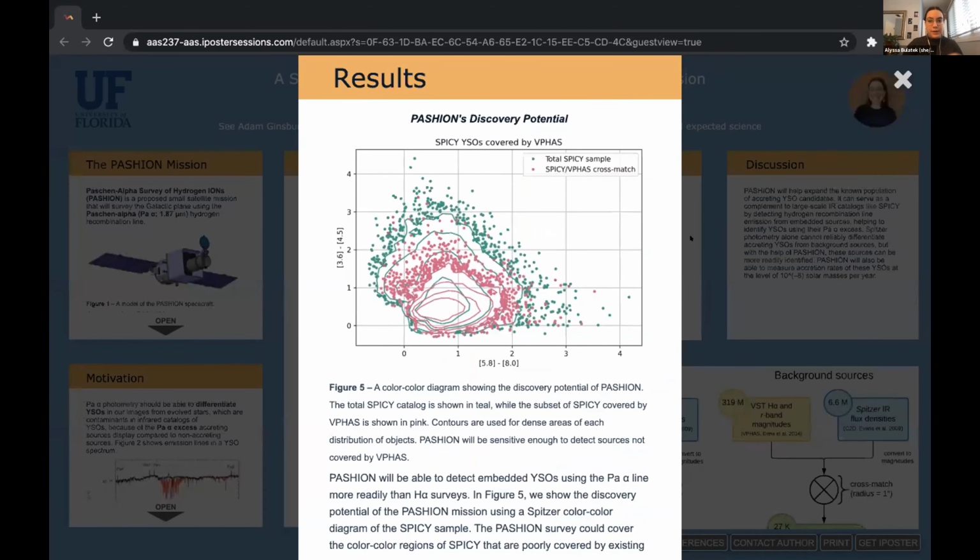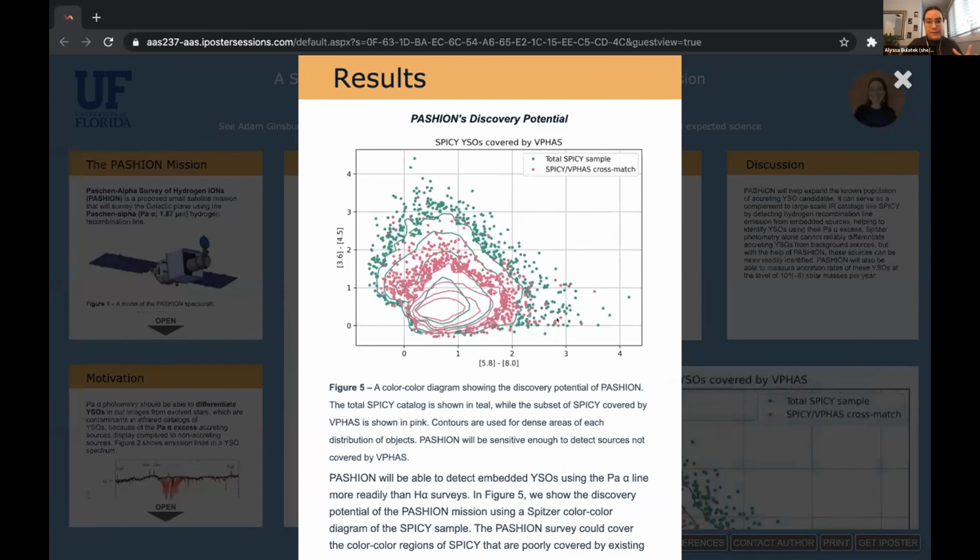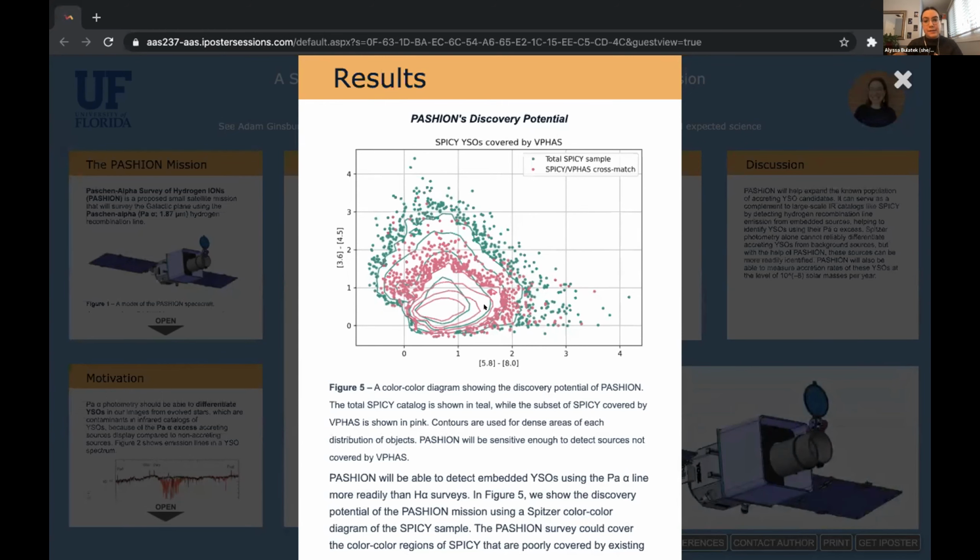Here is a figure which I'm calling the discovery potential of PASHION. It shows that we have the total SPICY catalog here in teal. It's a Spitzer color diagram with 2 Spitzer colors on each axis. We see there's the total SPICY sample in the teal circles, and then we have pink circles representing the subset of SPICY that is covered by our galactic H alpha catalog.